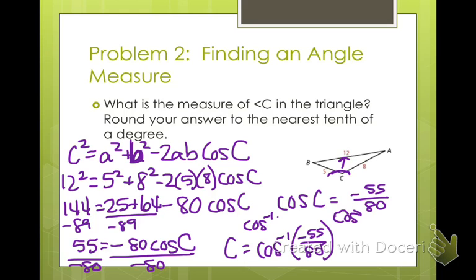So put this into your calculator, cosine inverse. That's going to be second cosine. And you should get 133.4 degrees.